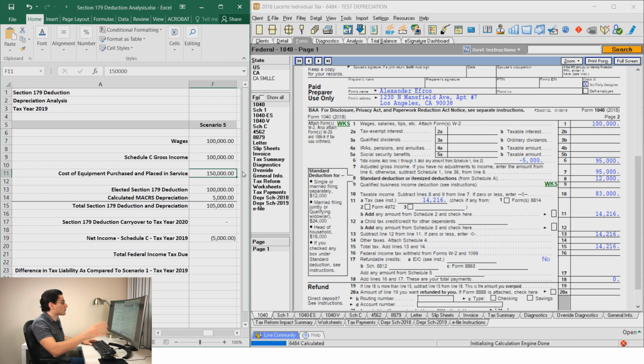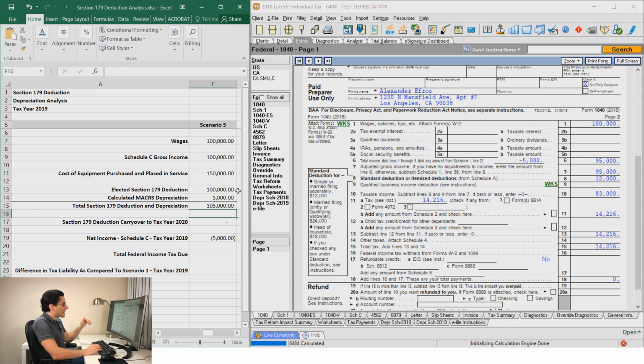Now, in Scenario 5, we're assuming that there's $100,000 in wages, $100,000 in Schedule C gross income, and $150,000 in assets purchased and placed in service in that year. But keep in mind that we're only electing $100,000 in Section 179 in the year, and there's also going to be some MACRS depreciation calculated of $5,000. We're assuming straight line for this example. I know you can accelerate MACRS, but in this scenario, let's just assume straight line. And we get $105,000 of total Section 179 and depreciation included along with it.